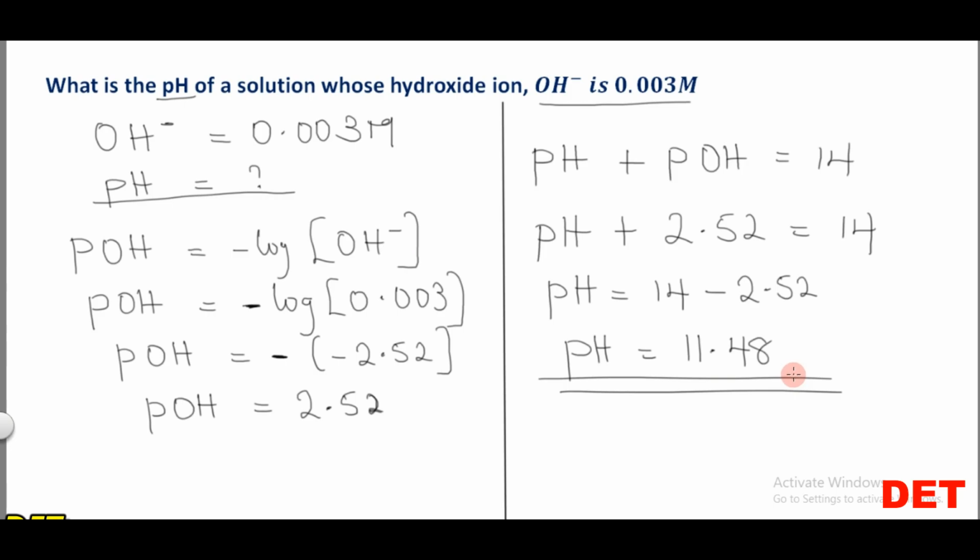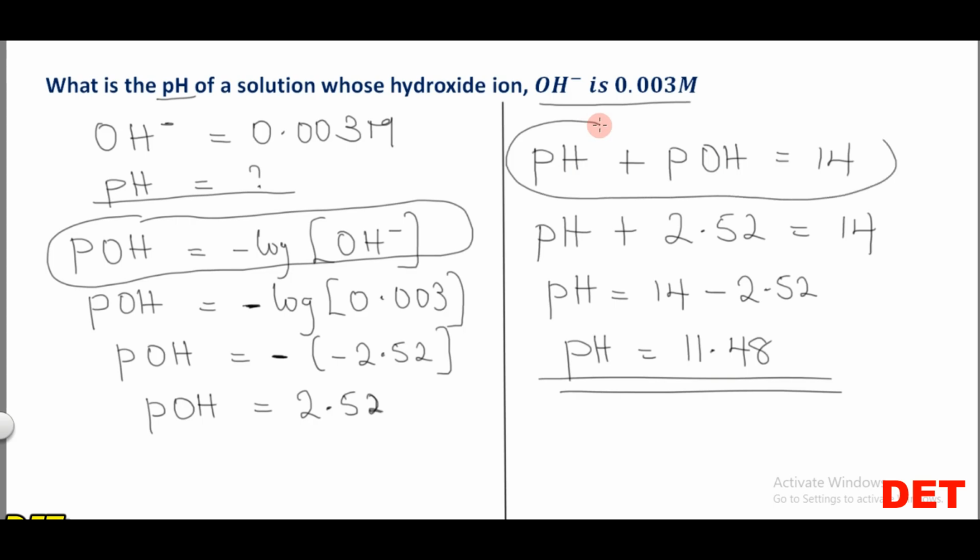So this is very, very simple. It's very important for you to know the relationship between pOH and hydroxide ion concentration, that pOH is equal to the negative logarithm to base 10 of the hydroxide ion concentration. This is very important. Also note the relationship between pH and pOH: pH plus pOH is equal to 14. This relationship is also very important.